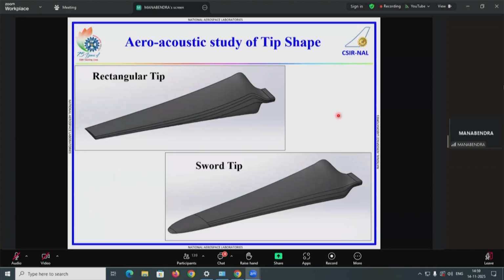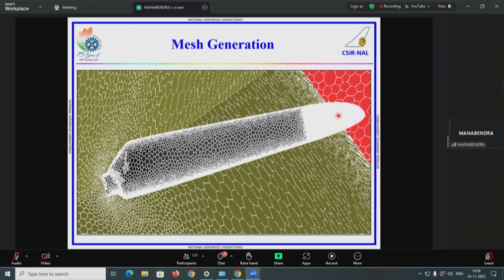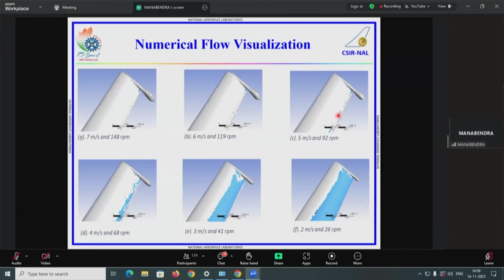Of course, another thing that he tried to do was understand the acoustics of the blade if you change the tip. In fact, this work was then translated into the 5 or 7.5 kilowatt wind turbine blade design, which was for the off-grid agriculture application. Here again, he underwent the same rigorous process of CFD, meshing the blades and then doing the simulation for different pairs of wind speeds and RPM.